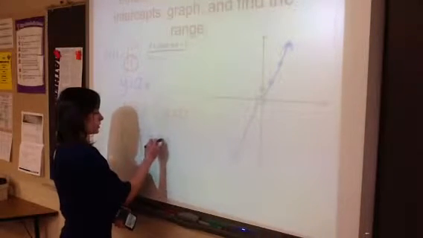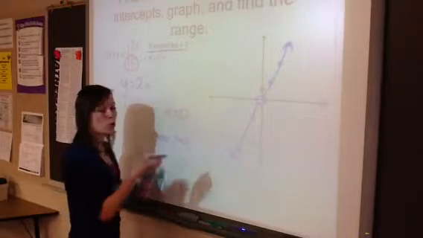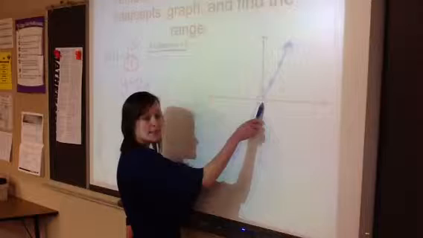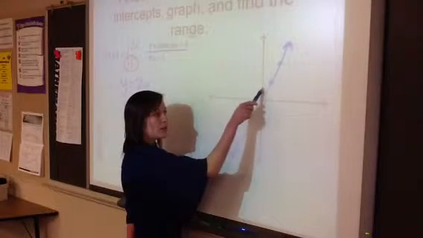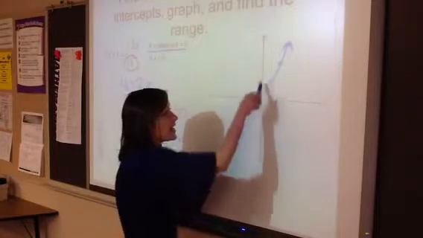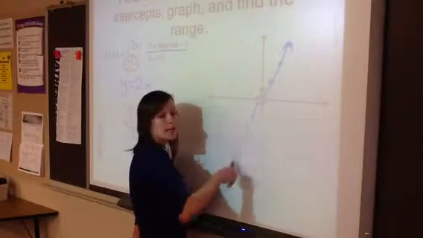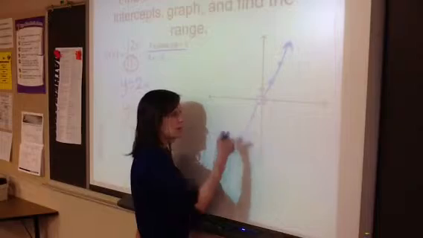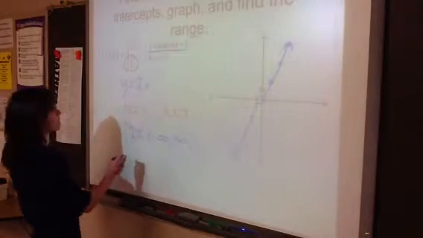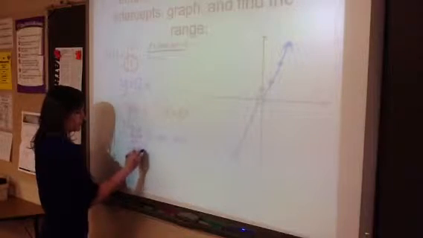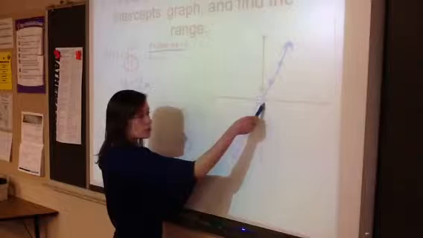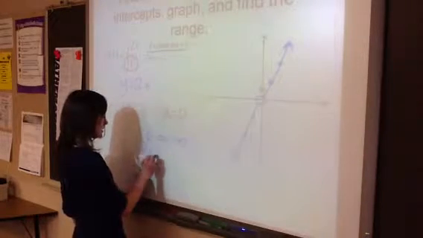But we have to look at our graph and make sure there's no holes or gaps. Well, we have a hole here when x is 0. But you have a dot there when x is 0, so you're okay. If you didn't have that dot there, you couldn't say negative infinity to infinity. You'd have to say negative infinity to 0, and then 0 to infinity. Alright, so our intercepts. That is not an intercept because it's an open circle. So we only get 0, 1.